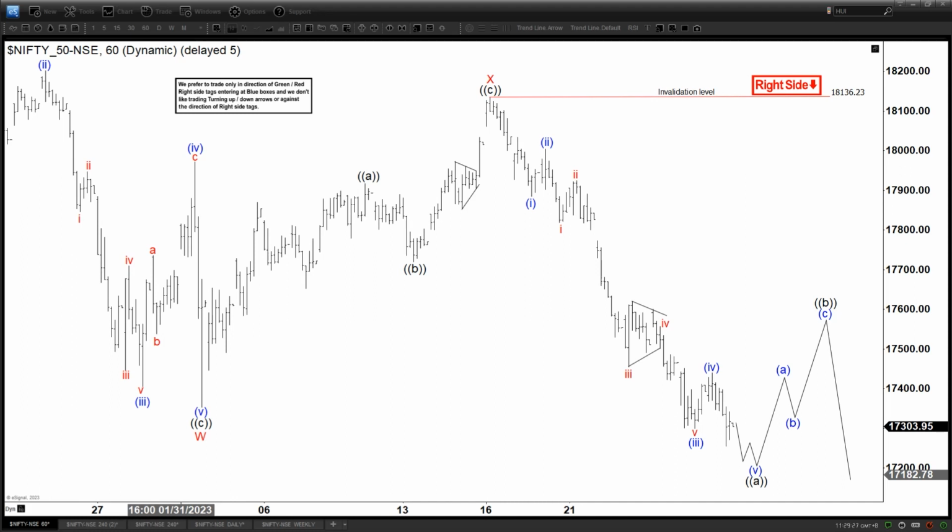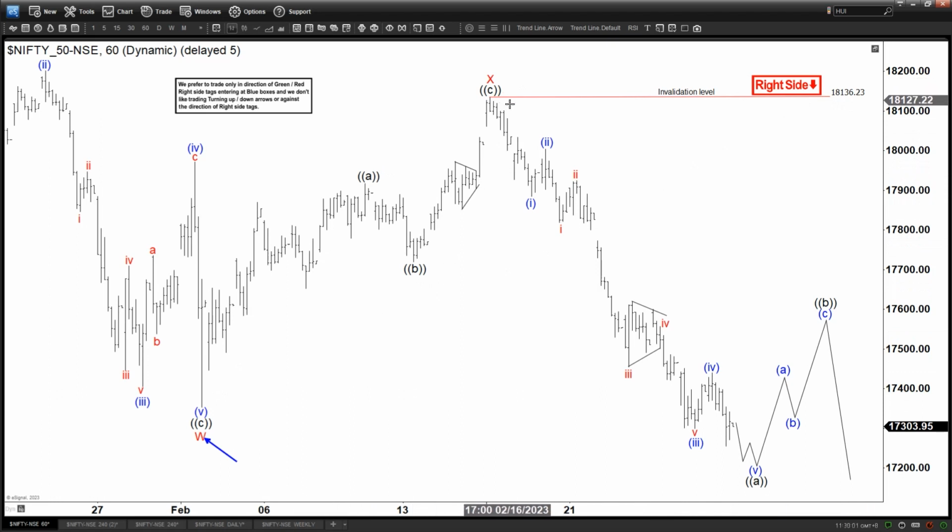Today we are looking at the chart of the NIFTY Indian Index, 60 minutes chart. We can see right here we ended with W over here, and this is in the form of an ABC zigzag. This is the C, and you can only see a partial count here because it's a 60 minutes chart. And now the X has already ended as well at 18,136, which is in the form of another ABC.